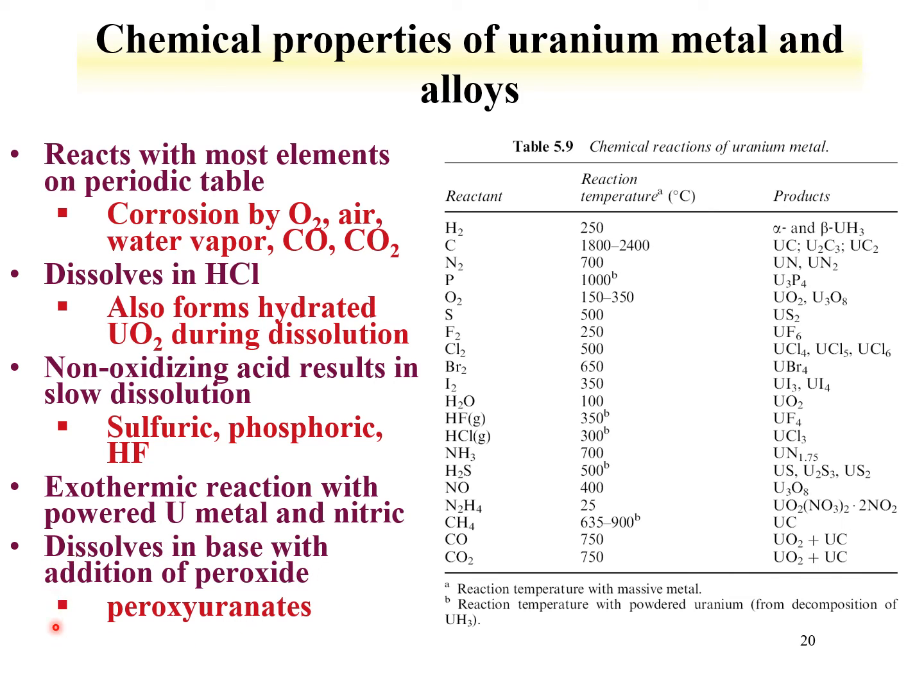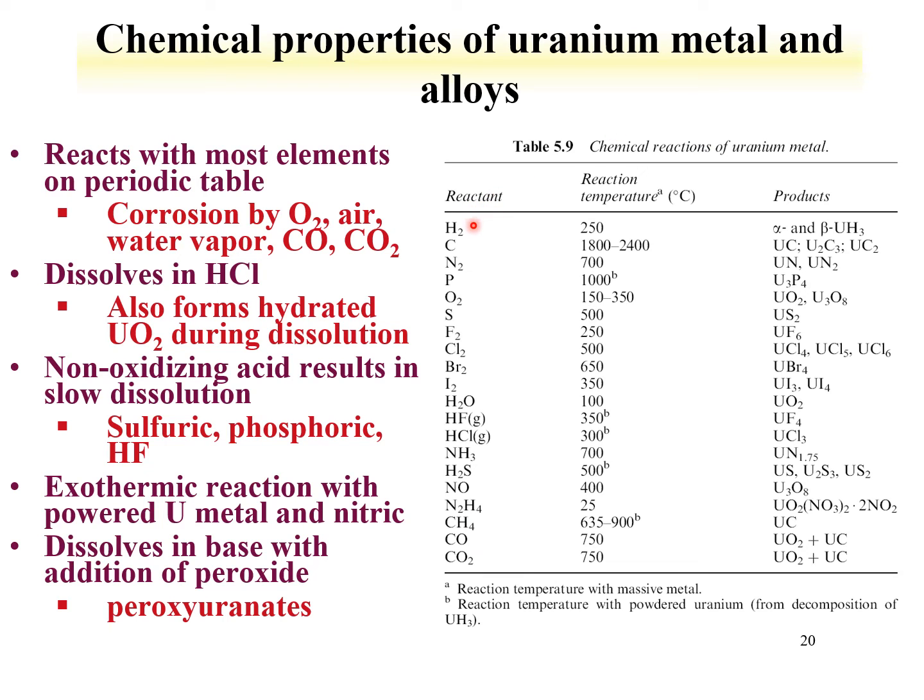It forms these peroxyuranates, which are unique compounds amongst the actinides, where peroxide species can be formed, and we've already talked about that in separations, where peroxides of uranium is one of the routes of doing a selective precipitation of the material. And here's a review of reactions of uranium metal.